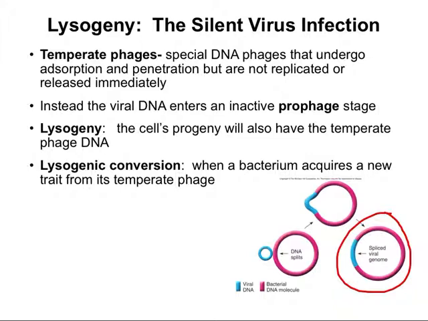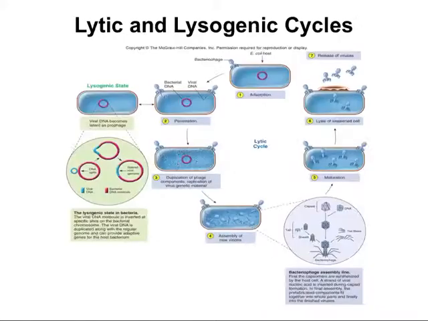So what we have here is the DNA has entered the cell and it's now incorporated into the genome and it's hiding there. During this phase, the host cell's progeny or offspring are also going to have this same piece of viral genome. In this prophage stage, the bacterium is said to have undergone a lysogenic conversion. That is, it has acquired new traits from this temperate phage.